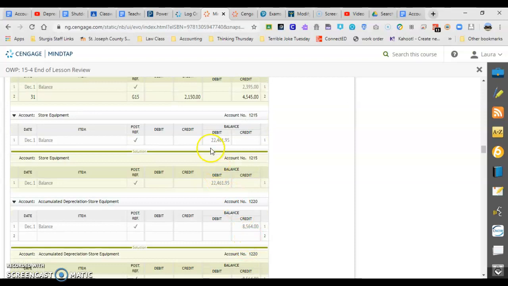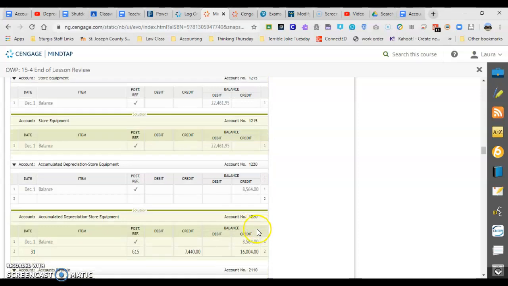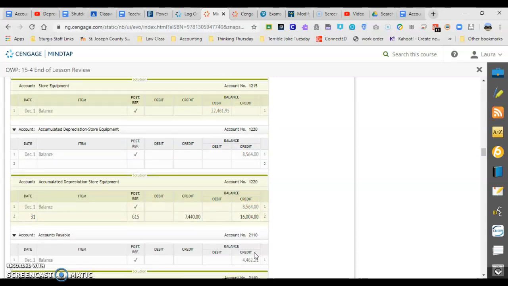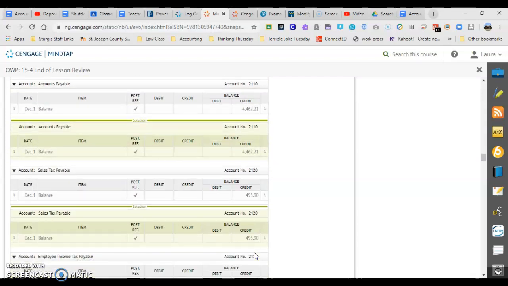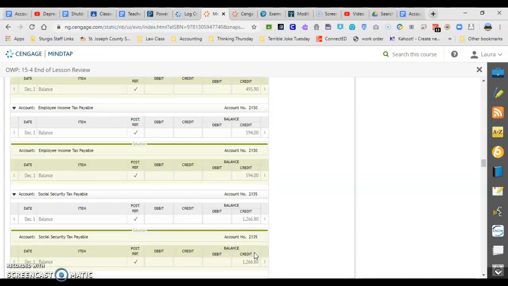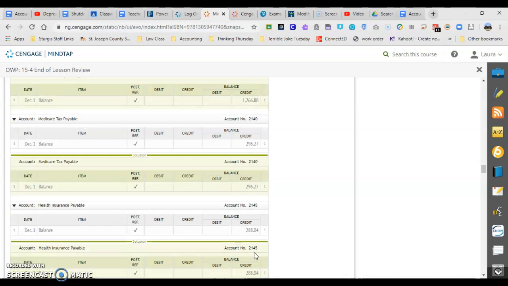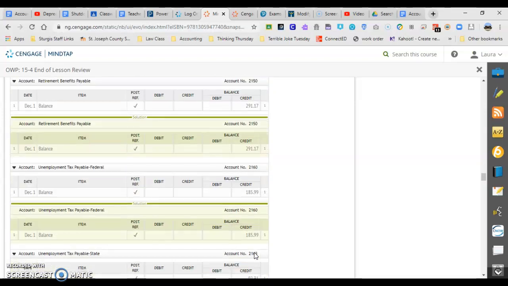Same thing with store equipment. If I asked you what the book value of store equipment was, you would take the value of the asset, what it's showing as the value, and subtract the accumulated depreciation for store equipment, and that would show you how much it's technically worth. Accounts payable didn't change. These all did not change here.